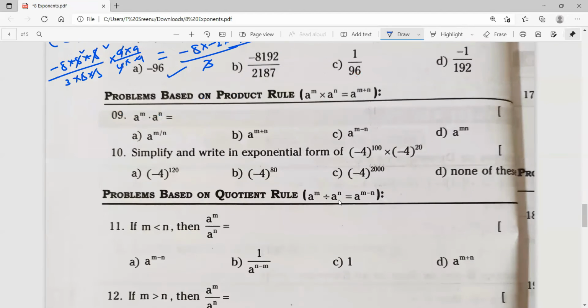Next, a power m into a power n is a power m plus n. Here both our bases are equal. You will get minus 4 power 100 plus 20. So minus 4 power 120.